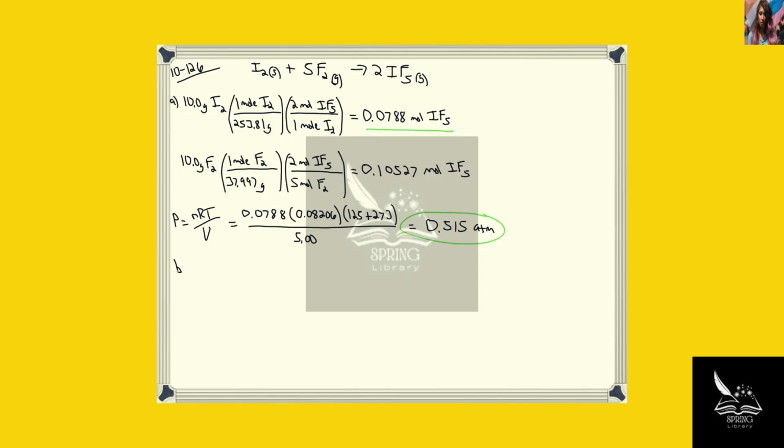There's still additional pressure, so this is not the total pressure inside the flask. There's still additional partial pressure created by the unreacted fluorine. Fluorine is not the limiting reactant, so it's not consumed completely.